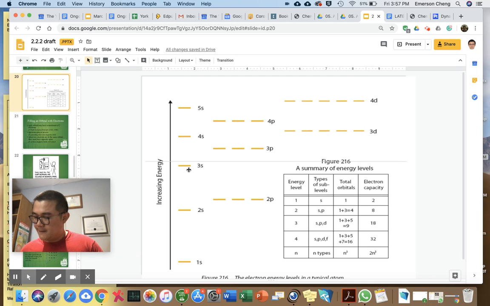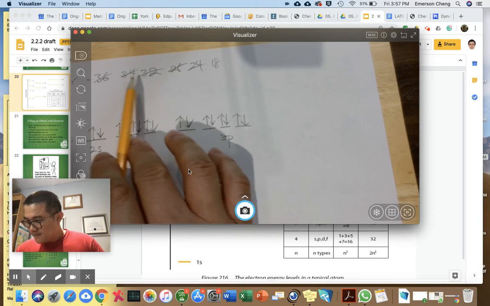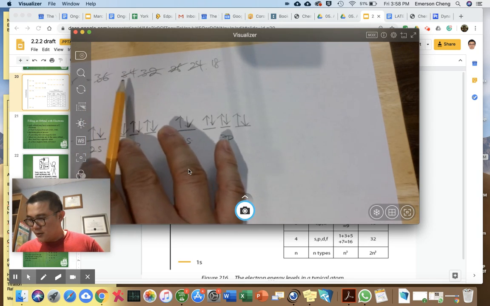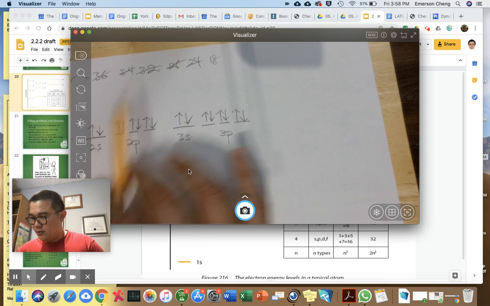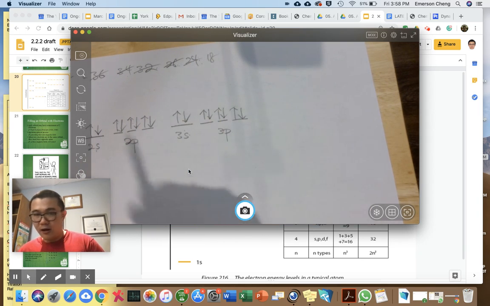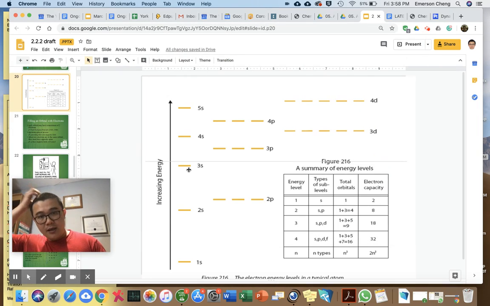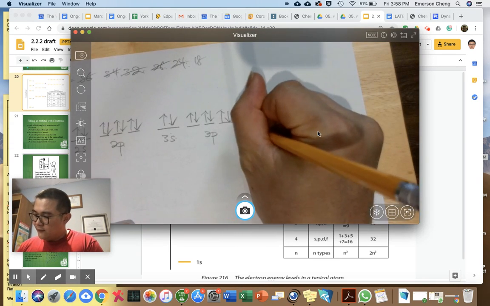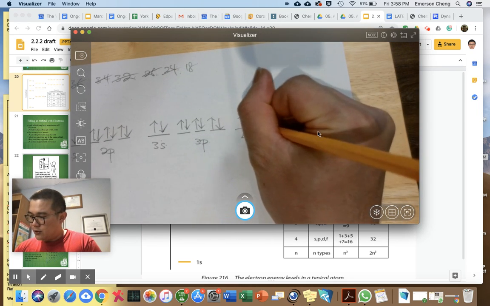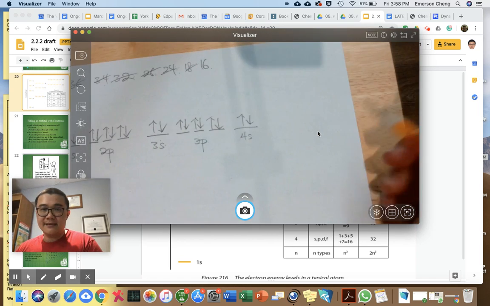Am I correct? Yeah, that's here. That's here. That's here. Awesome. Okay, 3p. Good. So after 3p, now I go and do 4s, because 4s is a lower energy level than 3d. So I have to fill those out first. So 4s can take up to 2 electrons. Now I have 16 left.